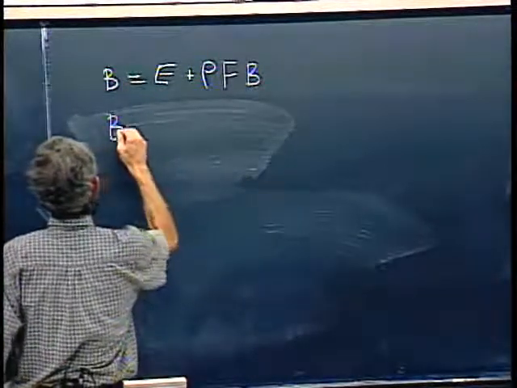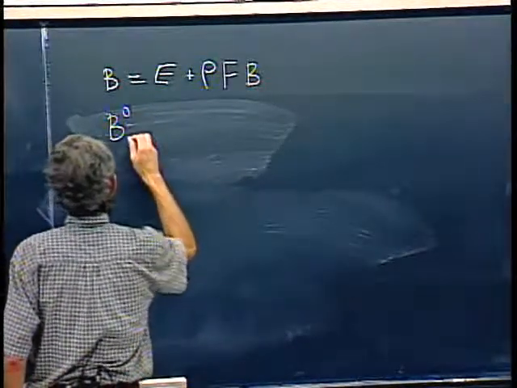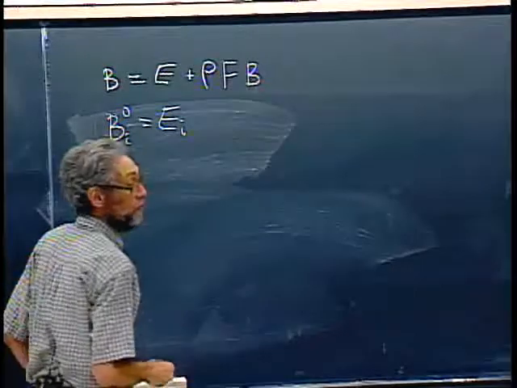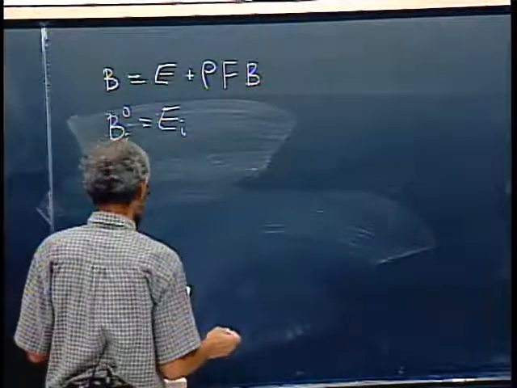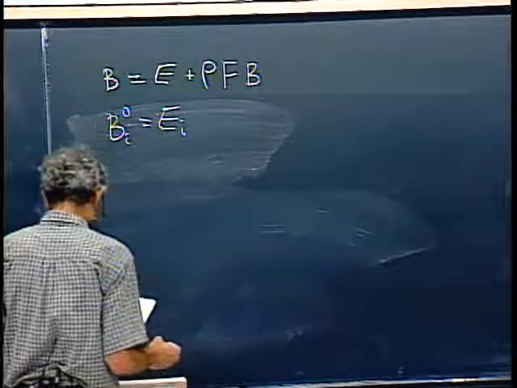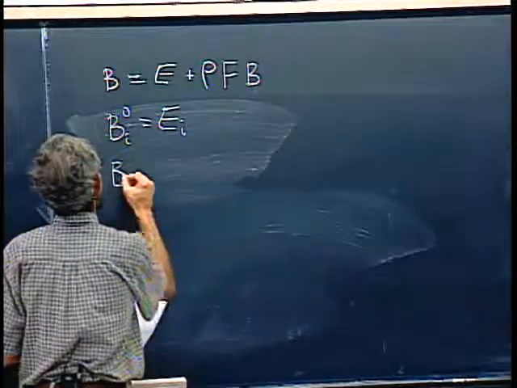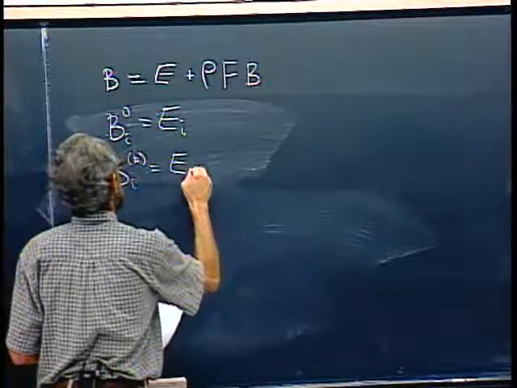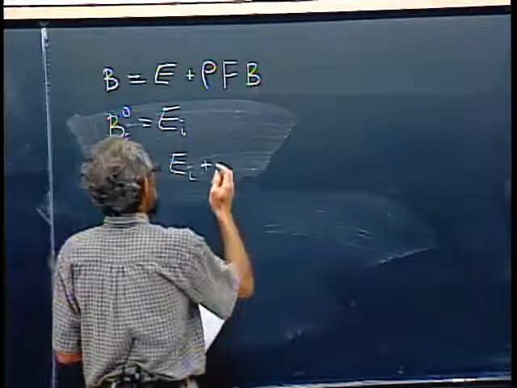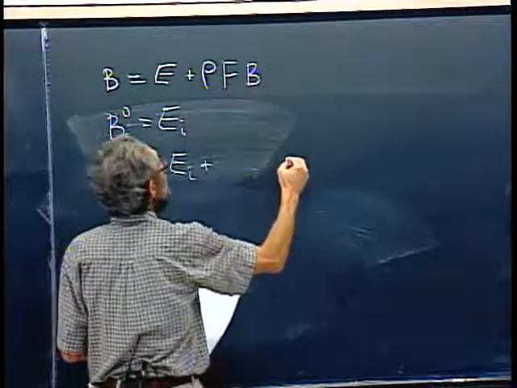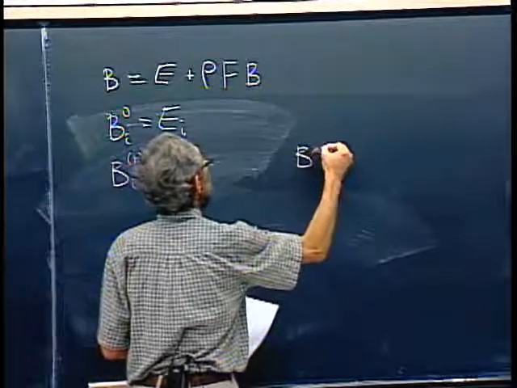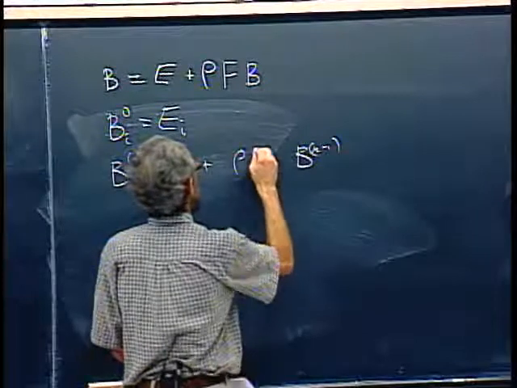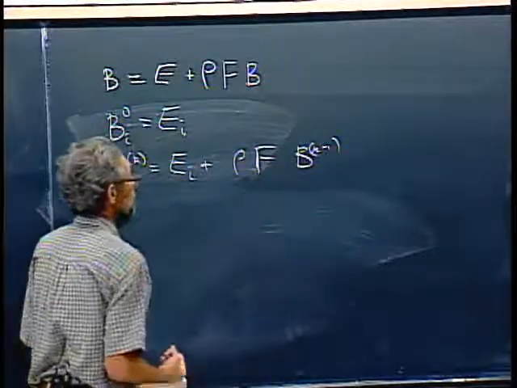So let B, the 0th iteration, start off just being the emissivity. And then let B, for the kth iteration, be EI plus this term here using the previous answer, and this matrix of form factors and reflectivities.